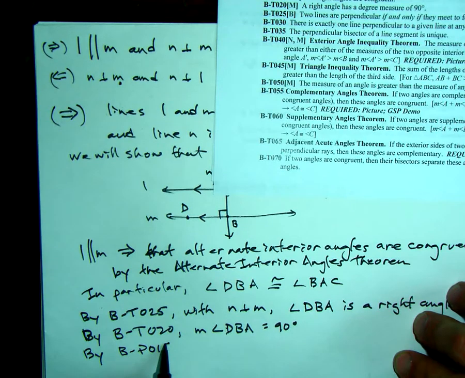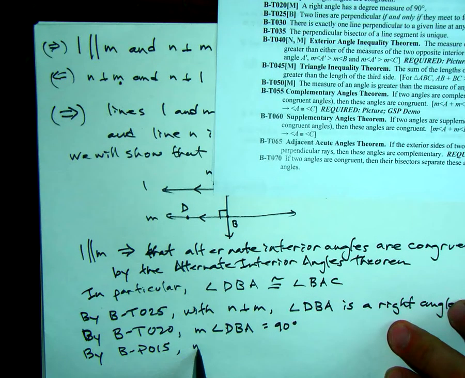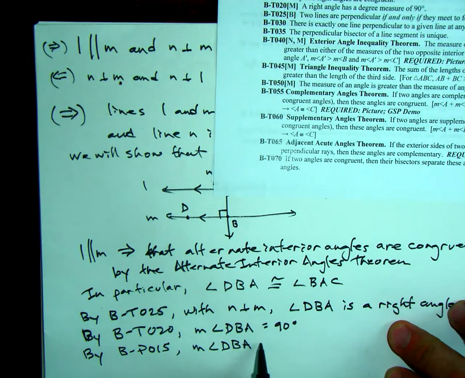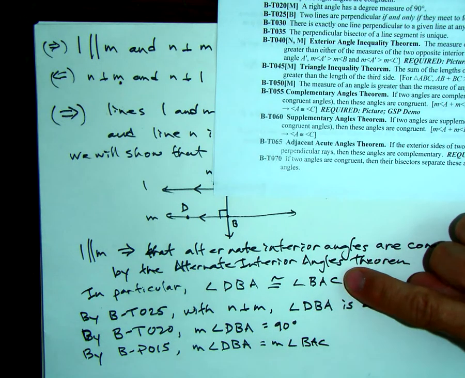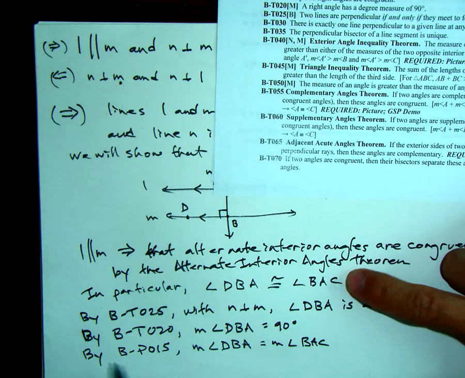We know that the measure of angle DBA equals the measure of angle BAC. That's just a further elaboration of the fact that they're congruent. And here's where I really want to put these two together. One way to do that is just to number them. I'll call that result number 1 and this result number 2.